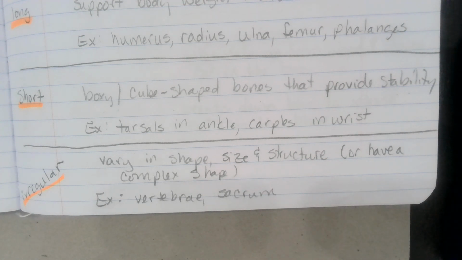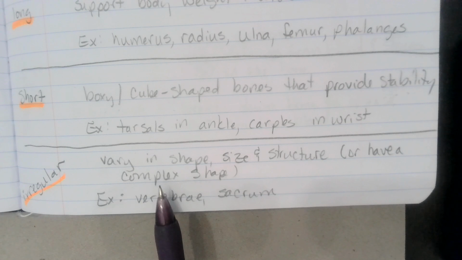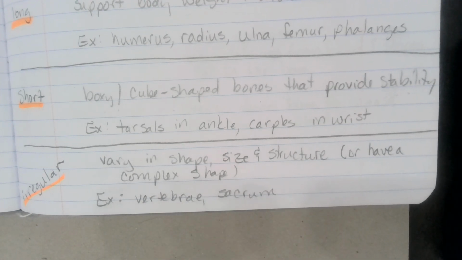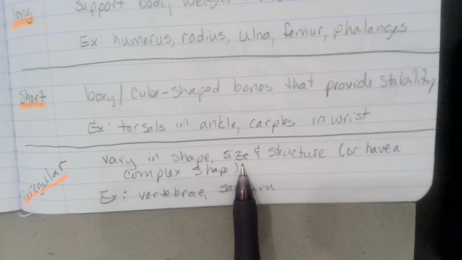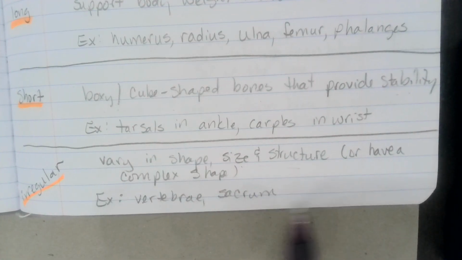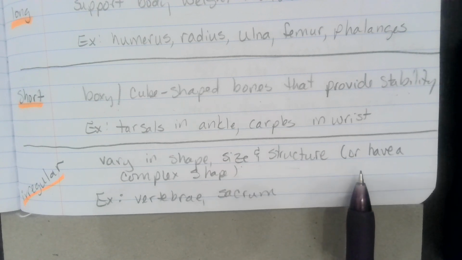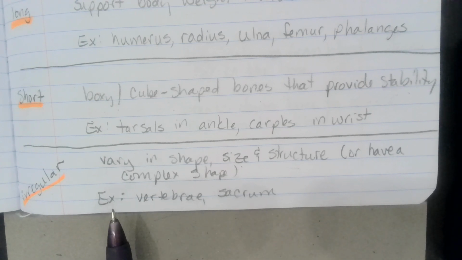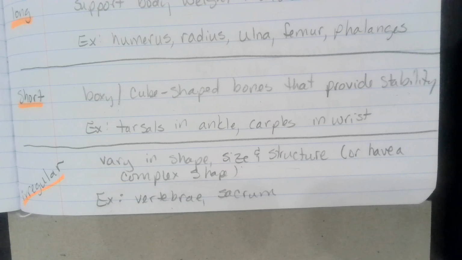Then finally, we have irregular bones. They vary in size, shape, and structure, or they have a complex shape. They don't fit in any one of the other categories, and they themselves have a lot of variety. Some examples of irregular bones are our vertebrae and our sacrum.